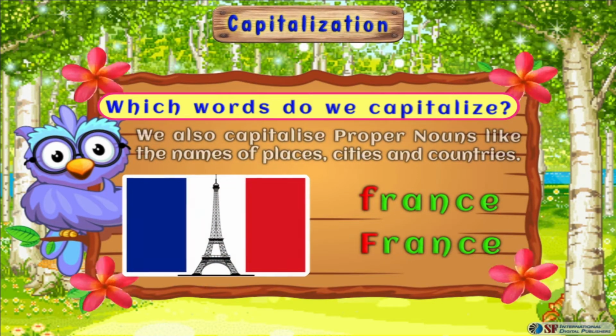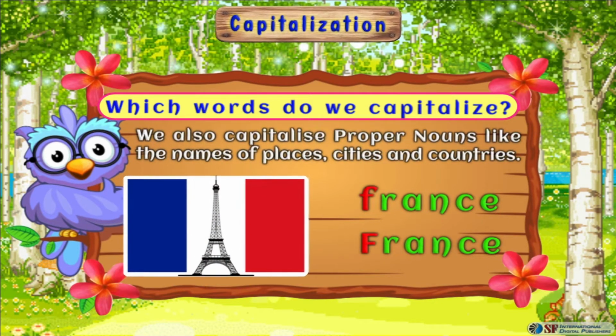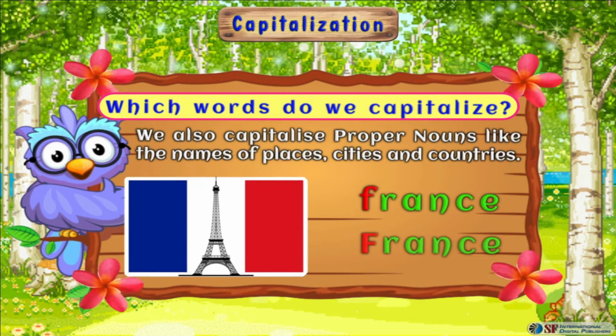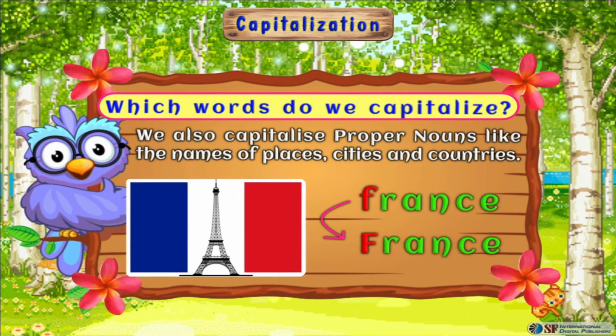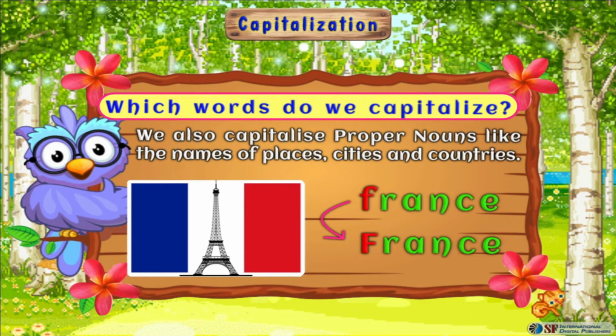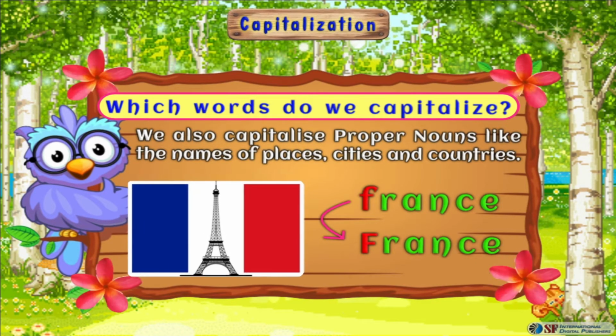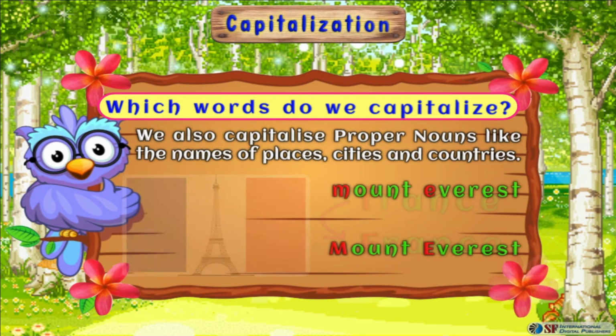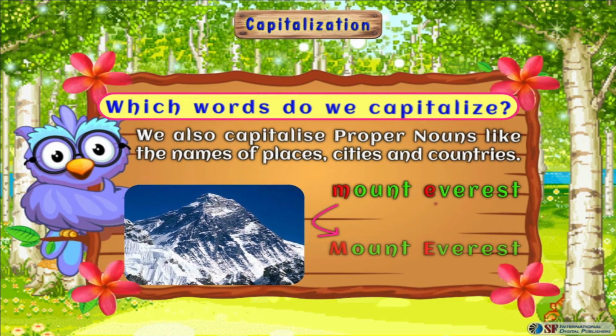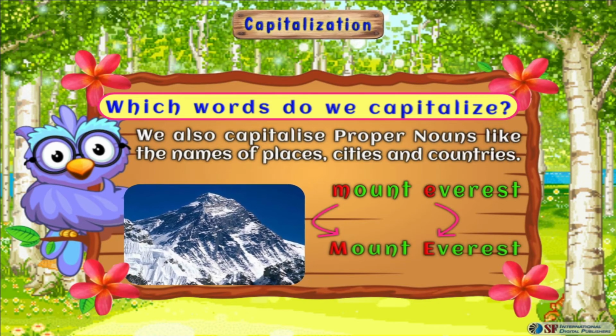We also capitalize proper nouns, like the names of places, cities, and countries. F of France is kept capital, as it's the name of a country. M of Mount and E of Everest are kept capital, as it's the name of a mountain.